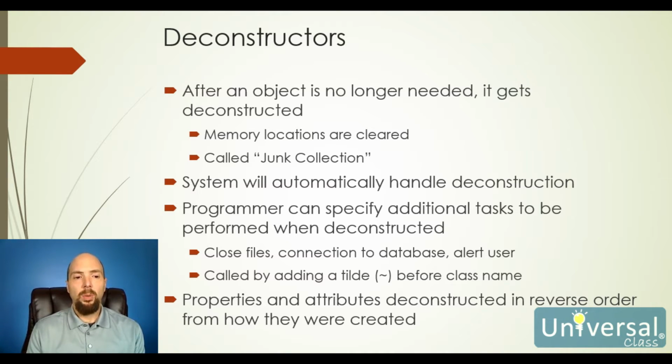So let's say we were using a file or a database or something like that, then we need to close the file when it gets deconstructed, or we need to close the connection to the database, or maybe we just simply need to alert the user. And the way that we do this is we put a tilde in front of the name of the constructor, and it will allow us to tell it additional features that should be performed when we deconstruct that. Now, one thing to be aware of is when we deconstruct something, all of the properties and attributes for that particular object get deconstructed in the reverse order from how they were created.